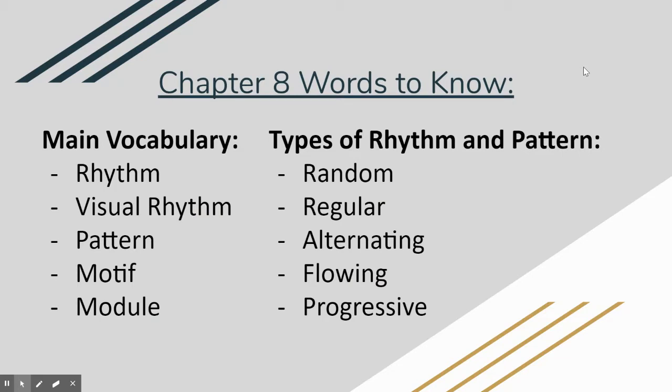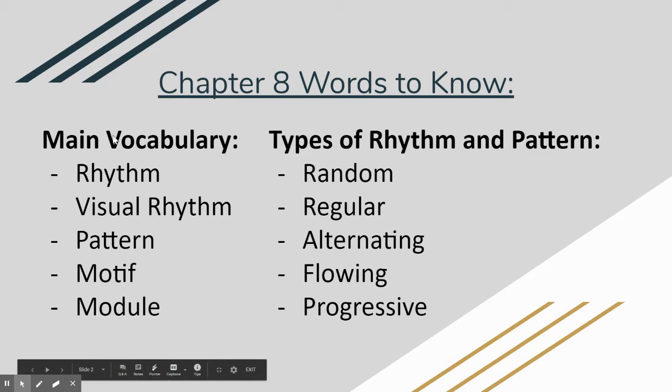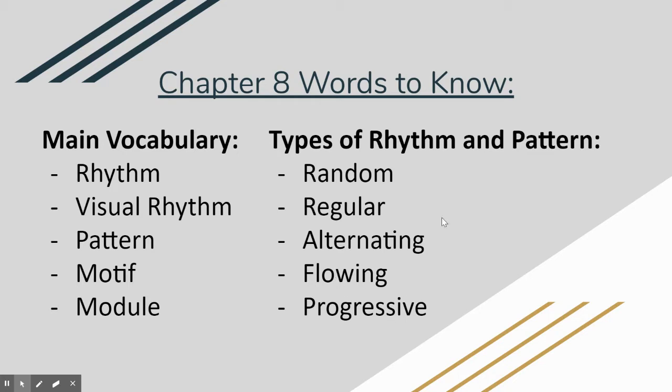You need to read through chapter 8 in your textbook, which is about rhythm, pattern, and movement. These are all the key words that you should know. The main vocabulary on the left is the most important vocab for us to know for this, so that you understand what these things are. But these types of rhythm and pattern will also help us create a better understanding of how we can use pattern and rhythm together in our artwork.